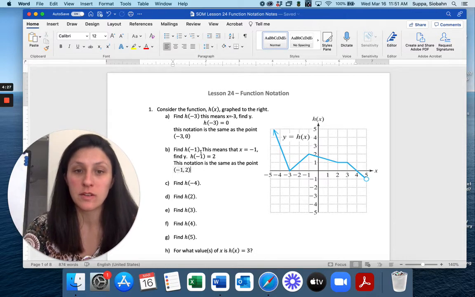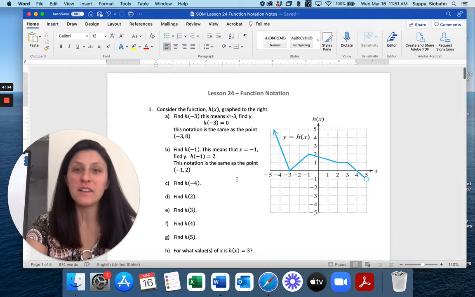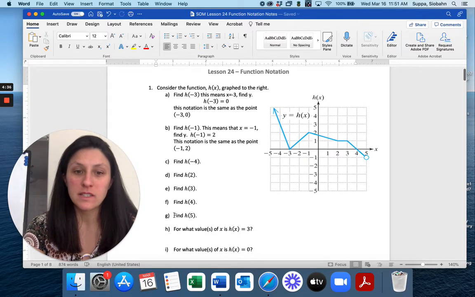x always goes on the inside of the parentheses. y always goes on the outside. Okay, go ahead and pause your video now and try parts C through G. Stop at part H. Don't do part H.